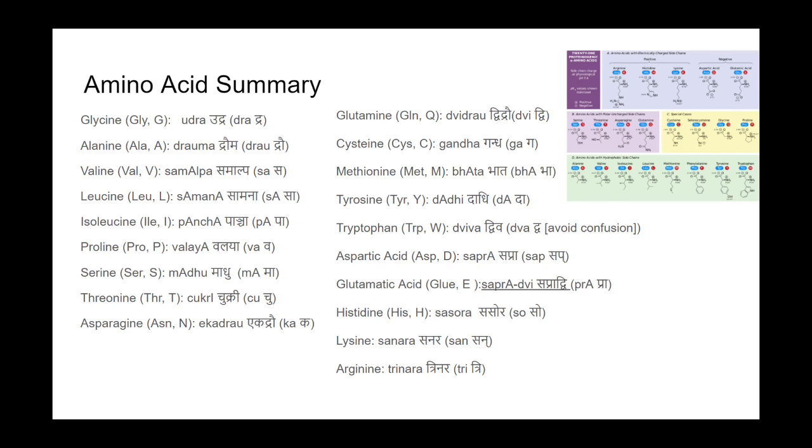Glycine, Udra, alanine, Drauma, valine, Samalpa, leucine, Samana, isoleucine, Pancha, proline, Valaya, serine, Madhu, threonine, Chukri, asparagine, Ekadrav, glutamine, Dvidrav, cysteine, Gandha, methionine, Bhata, tyrosine, Dhadhi, tryptophan, Dviva, aspartic acid, Sapra, glutamic acid, Sapradvi, histidine, Sasora, lysine, Sanara, arginine, Trinara.